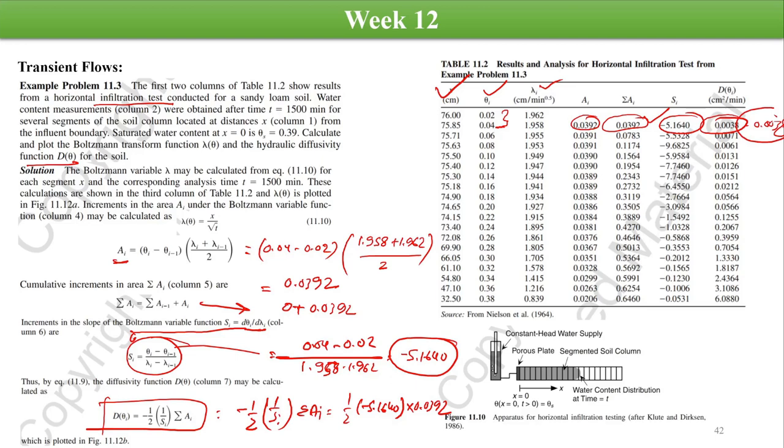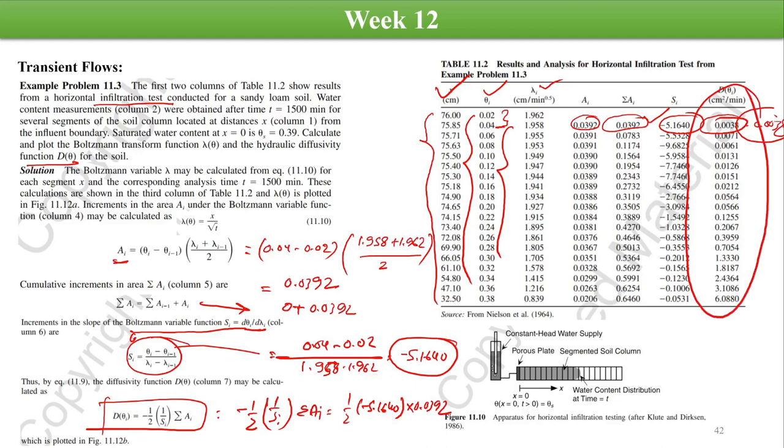Okay, so for every value of x you can solve it in a similar manner, and then you can determine the value of diffusivity at every x. So I would request you to do it for one more set of data so that you can understand it clearly.